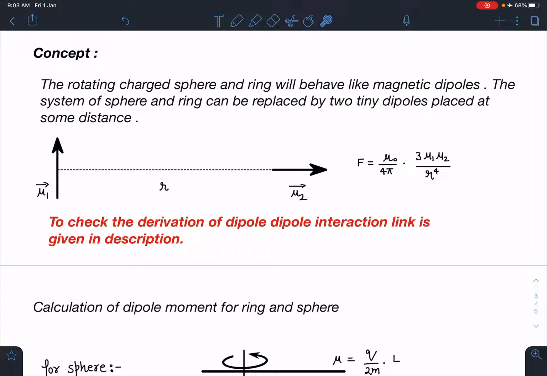To check the derivation of dipole-dipole interaction, the link is given in the description, and there were many other positions which I have explained in that video. You can use those formulas or results, and you must know how to derive them, or in the worst condition, at least remember the formulas for different situations of dipoles and the value of force.